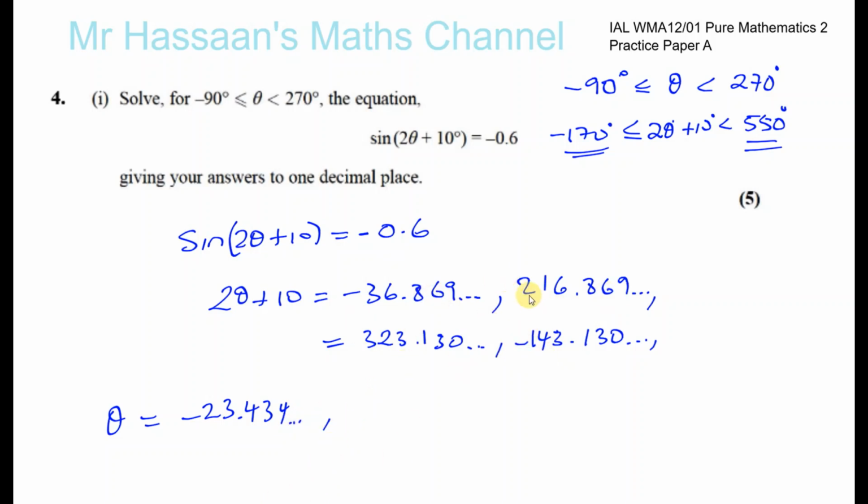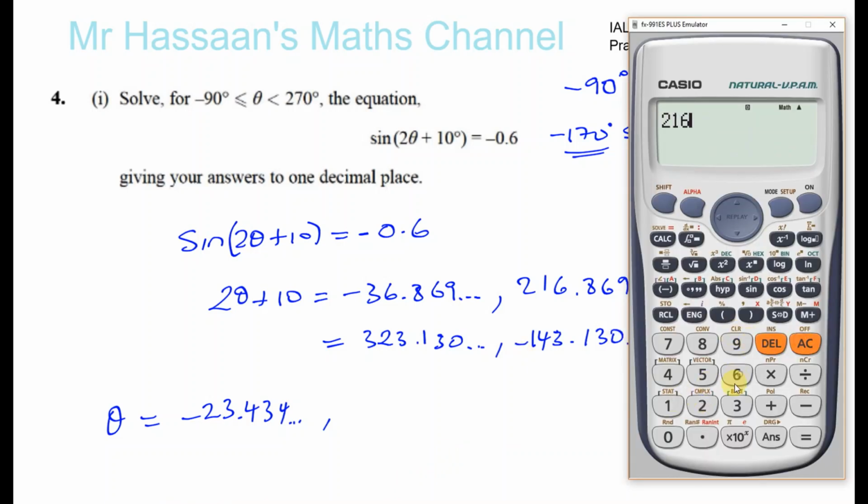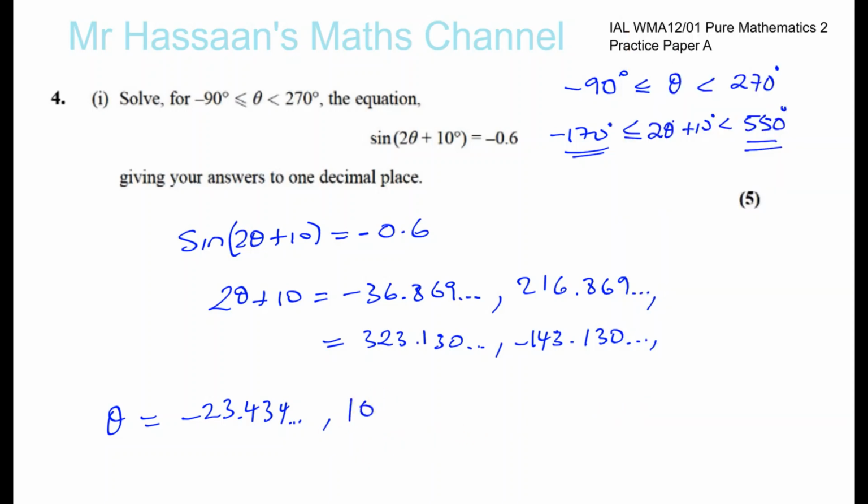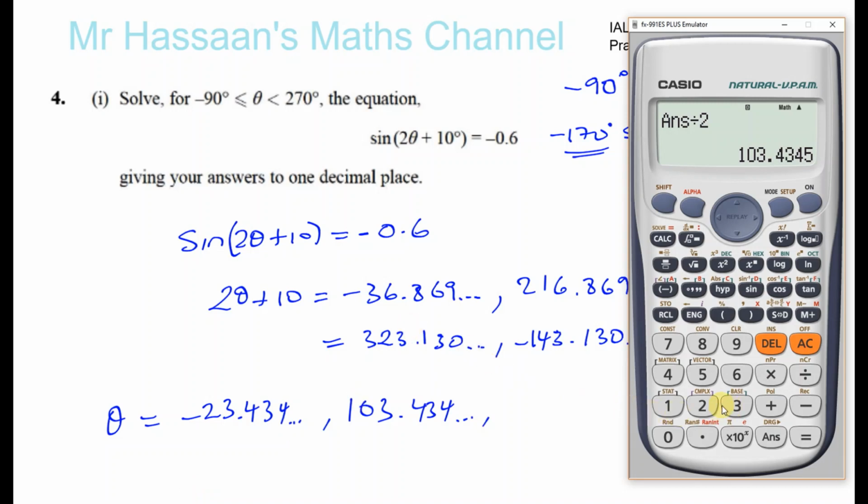Now I've got 216.869. I've got to take away 10 and divide by 2. That gives me 103.434. And then I've got 323. I'll do the same thing for each of these. Take away 10 and then divide by 2. That gives me 156.565.